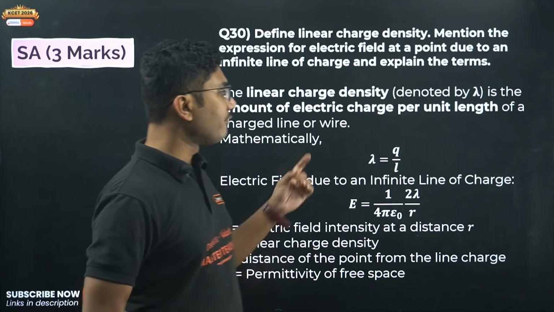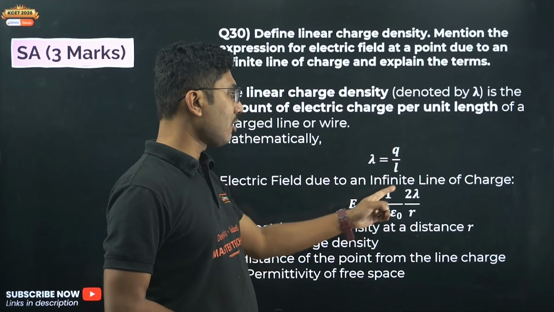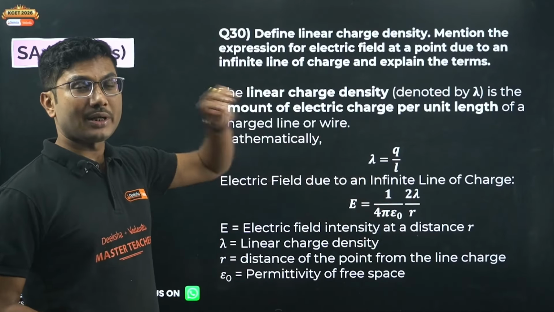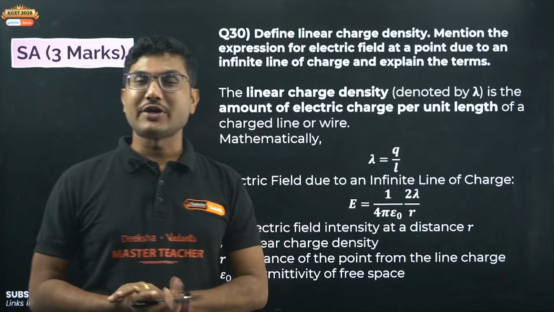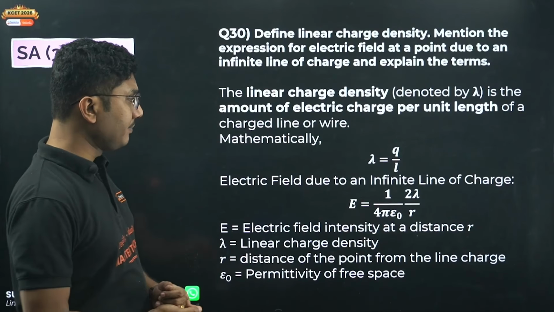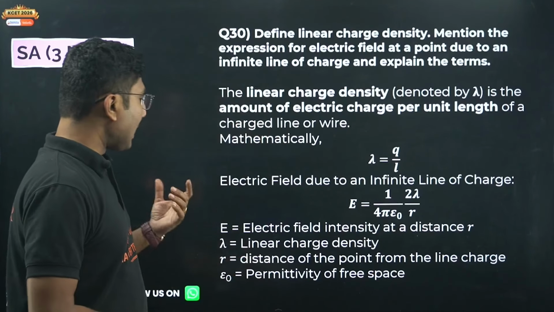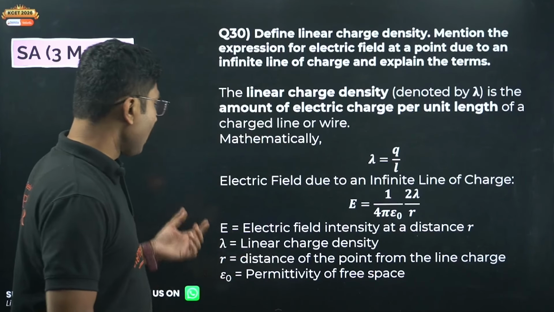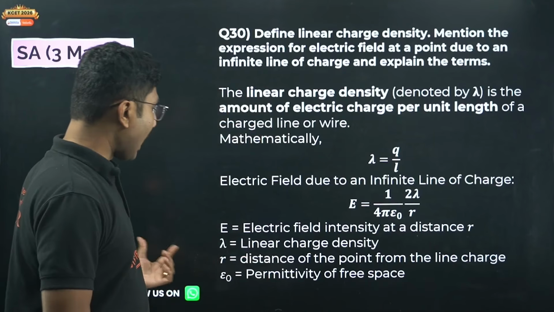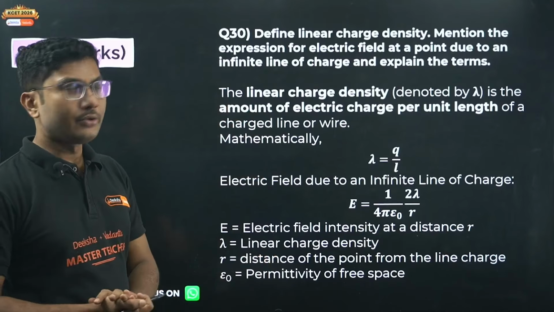Electric field due to an infinite line charge is given by E equals 1 by 4 pi epsilon naught, 2 lambda by r. Here you have to explain the terms. It is mandatory whenever you are writing an equation to explain all the terms. E is the electric field intensity at a distance small r. Lambda is the linear charge density. Small r is the distance of the point from the line charge, and epsilon naught is the permittivity of free space. Okay, so this is how you have to write your answer.